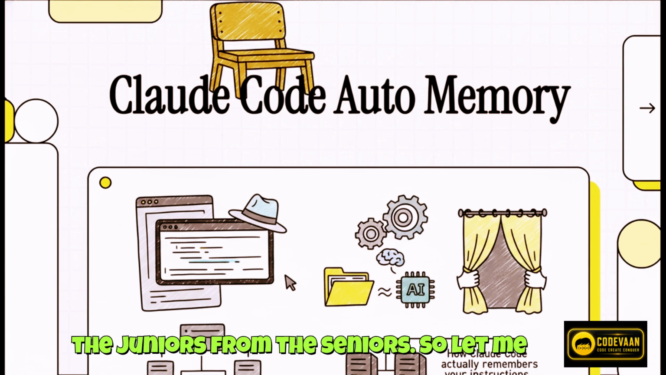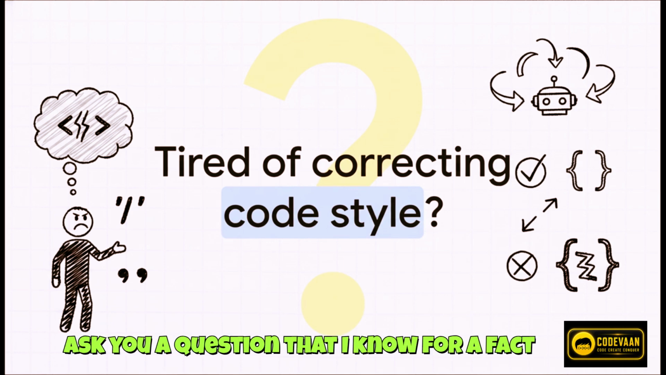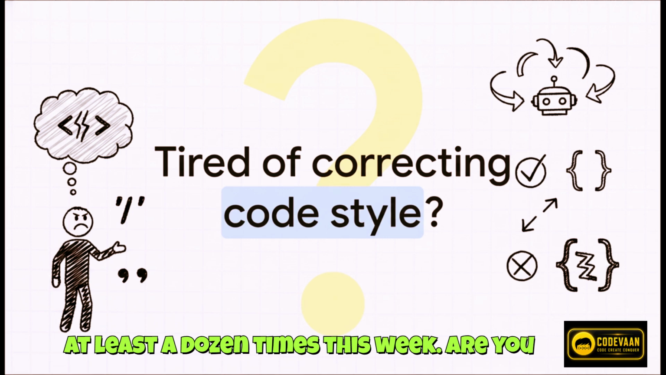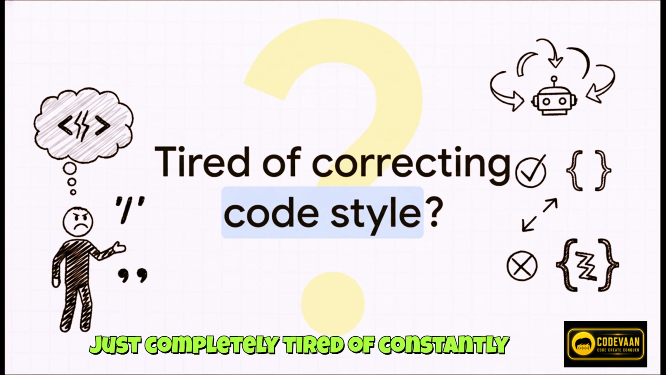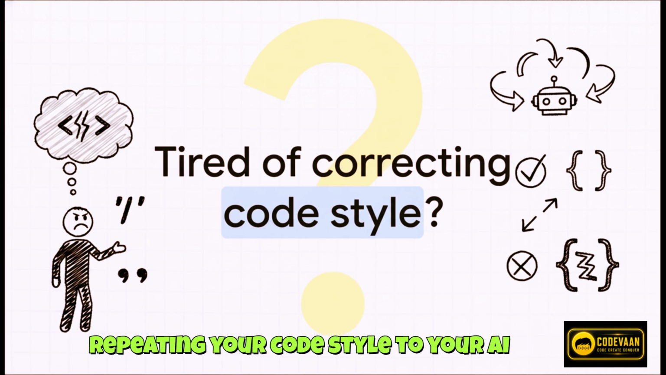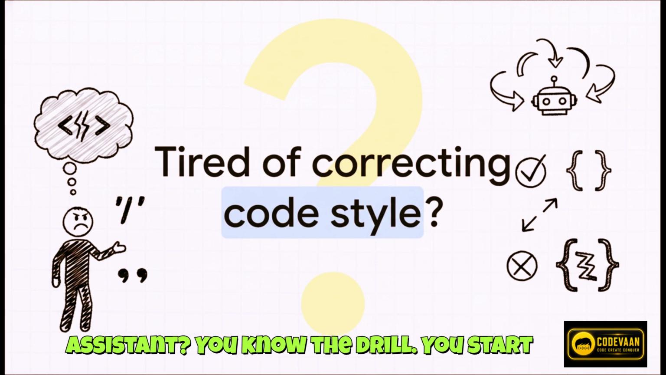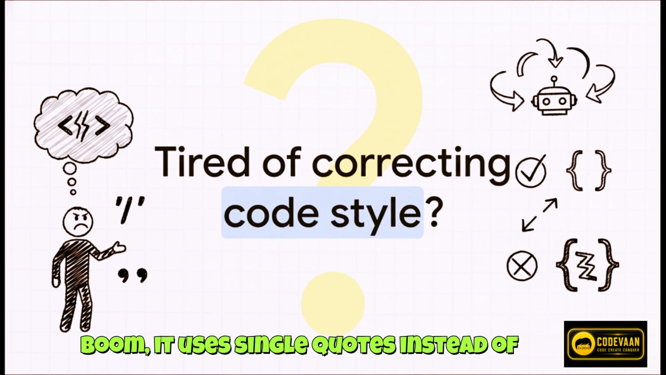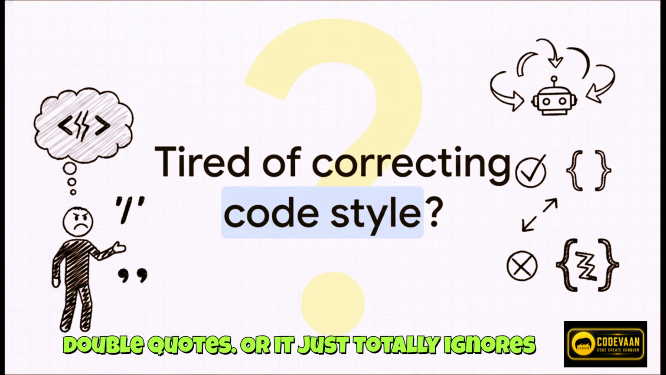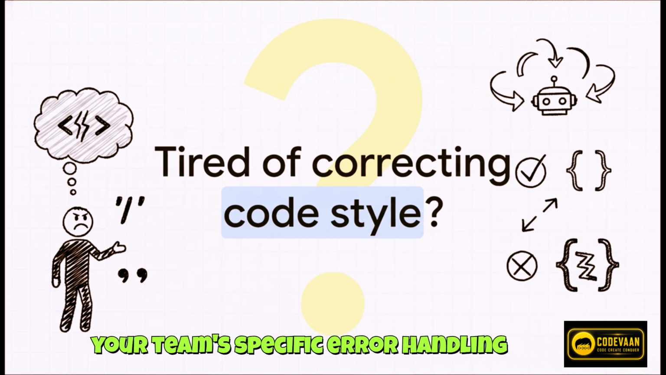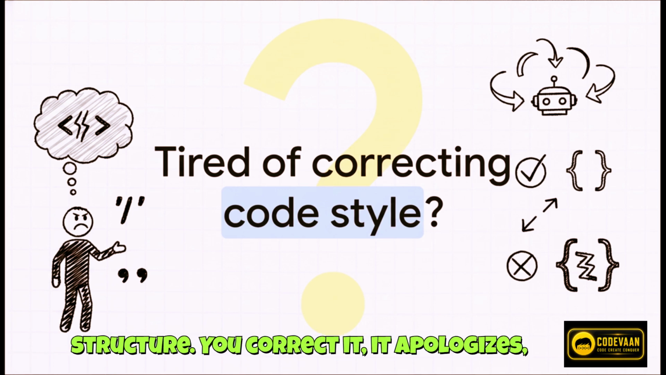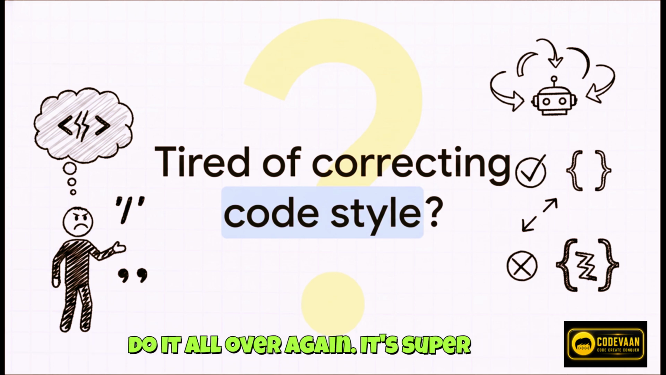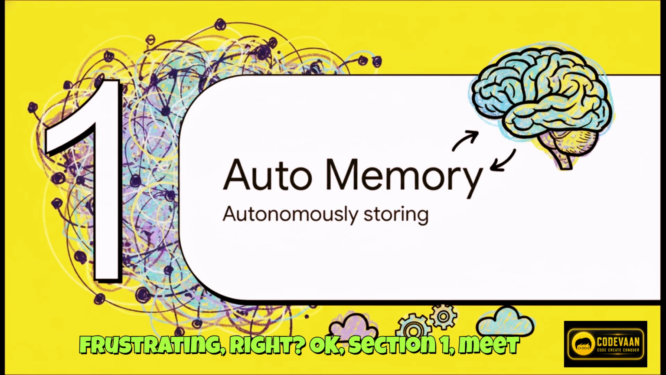from the seniors. So let me ask you a question that I know for a fact you've probably mumbled under your breath at least a dozen times this week. Are you just completely tired of constantly repeating your code style to your AI assistant? You know the drill. You start a new task, you ask for a component, and boom, it uses single quotes instead of double quotes, or it just totally ignores your team's specific error handling structure. You correct it, it apologizes, and then tomorrow you literally have to do it all over again. It's super frustrating, right?